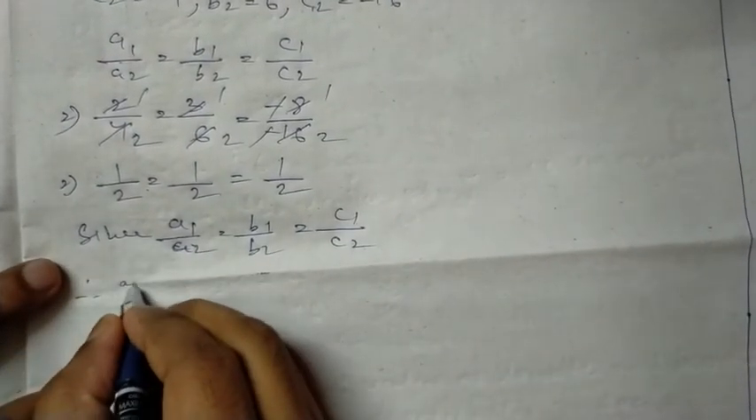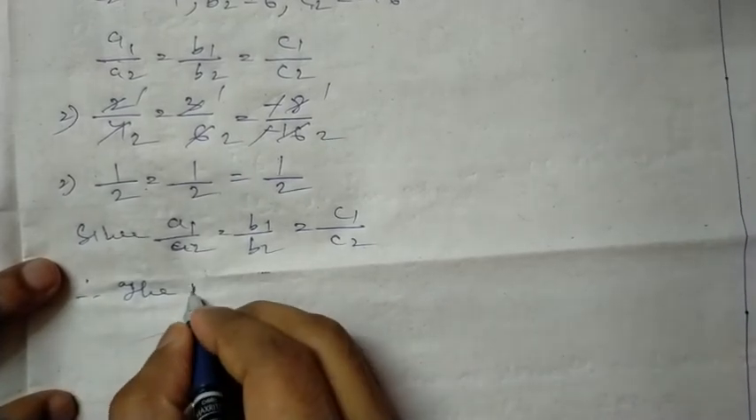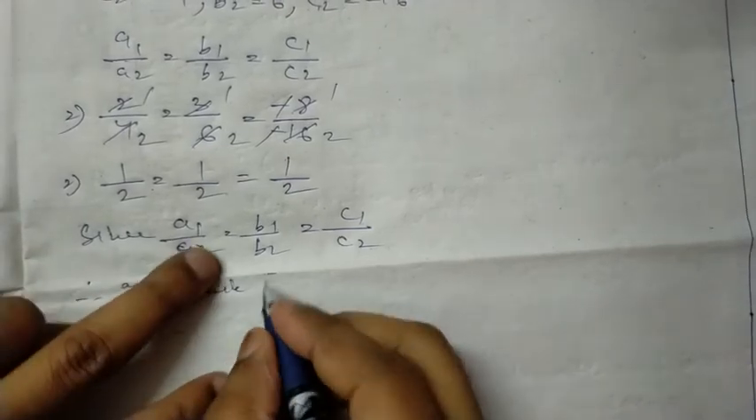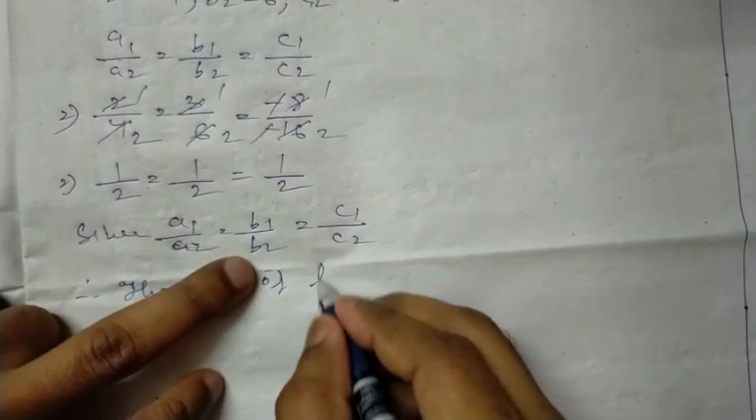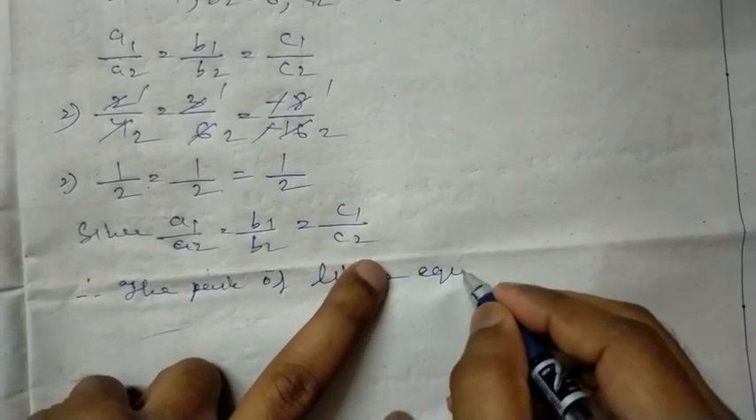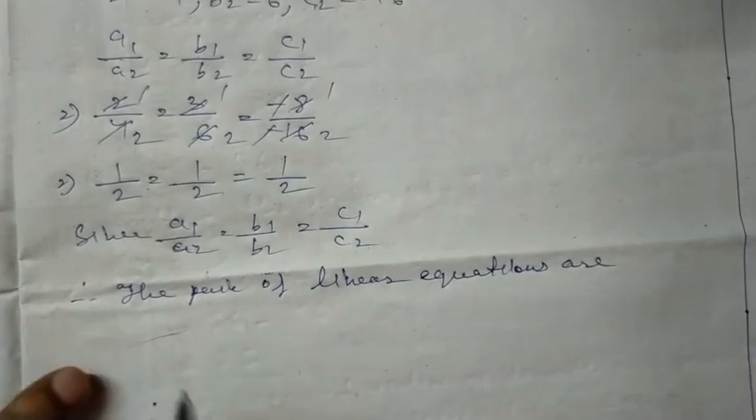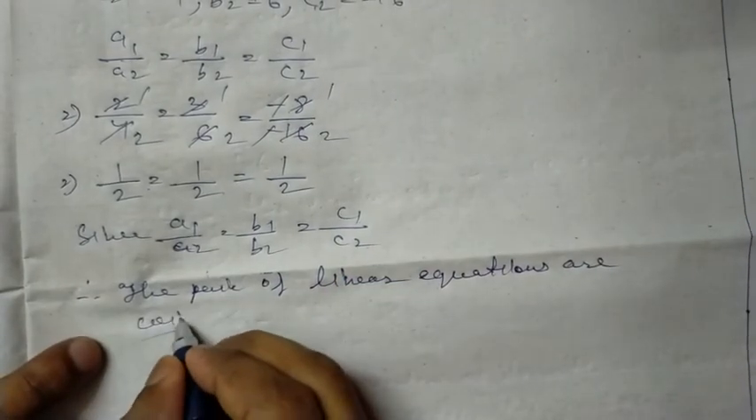therefore the pair of linear equations are coincident lines.